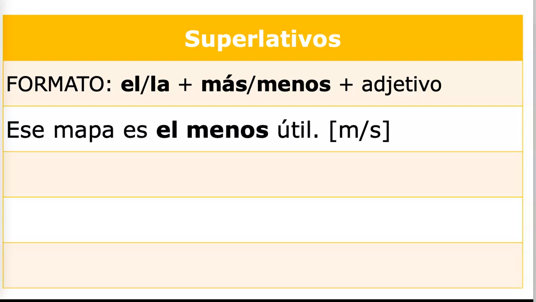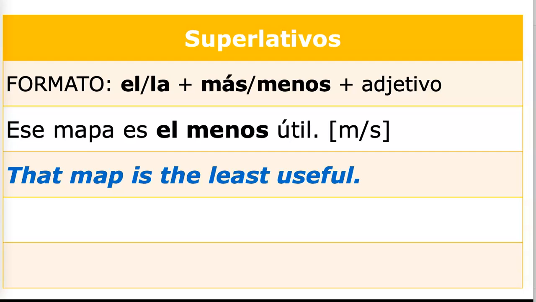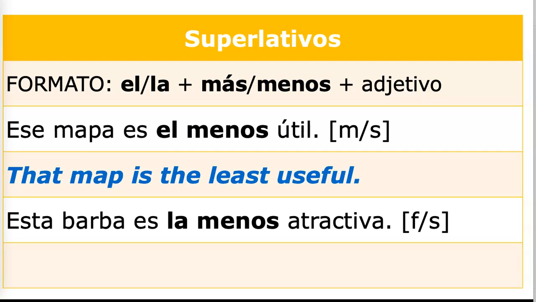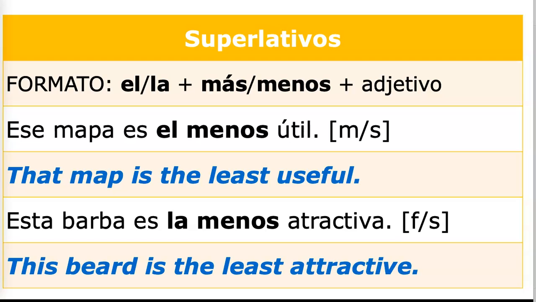Ese mapa es el menos útil. And again, map is masculine and singular, so we use el. Can you translate this for me? That map is the least useful. Esta barba es la menos atractiva. And again, barba, another one of our vocab words, is feminine and singular, so we use la menos. Go ahead and translate that. This beard is the least attractive.